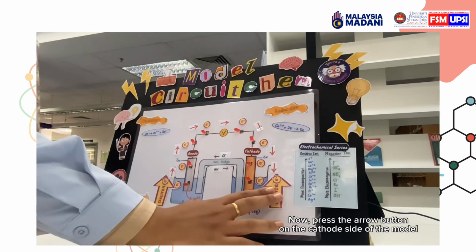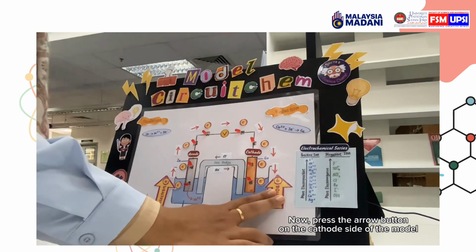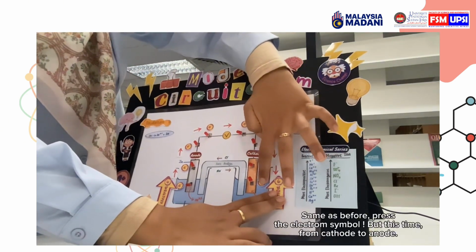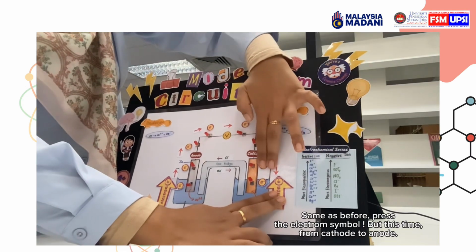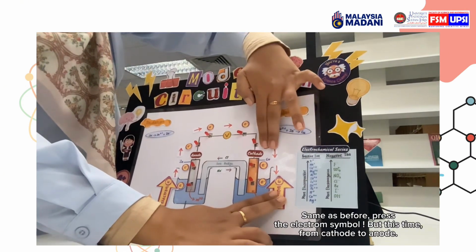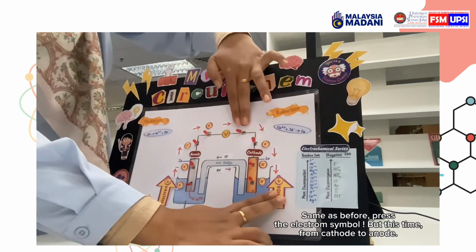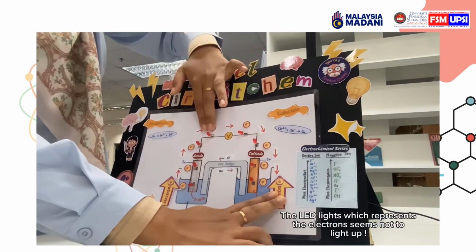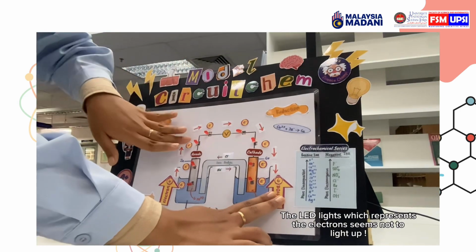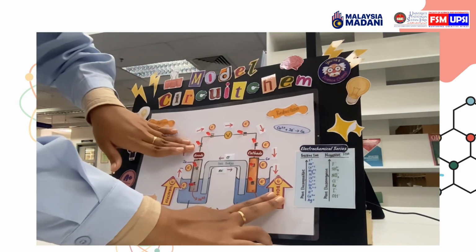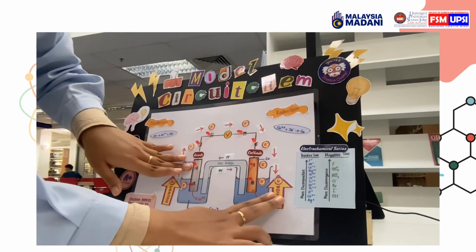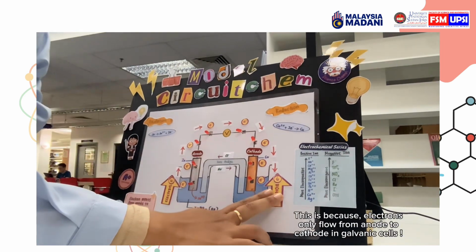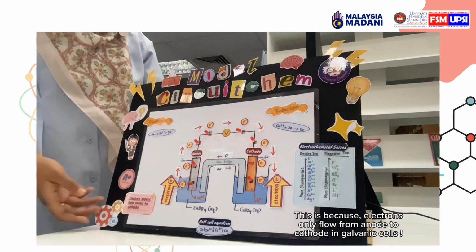Now, press the arrow button on the cathode side of the model. Same as before, press the electron symbol, but this time from cathode to anode. The LED lights, which represents the electrons, seems not to light up. This is because electrons only flow from anode to cathode in galvanic cells.